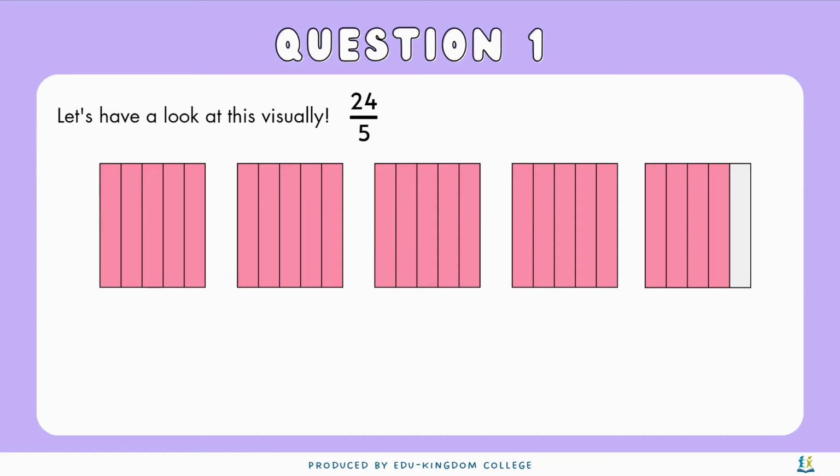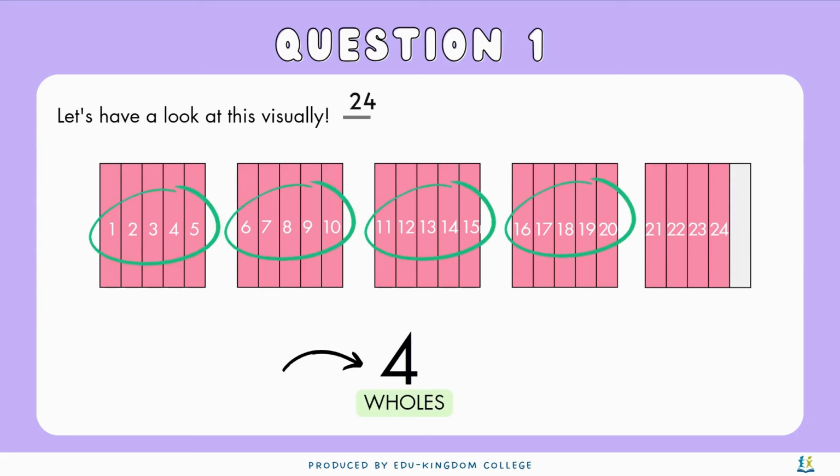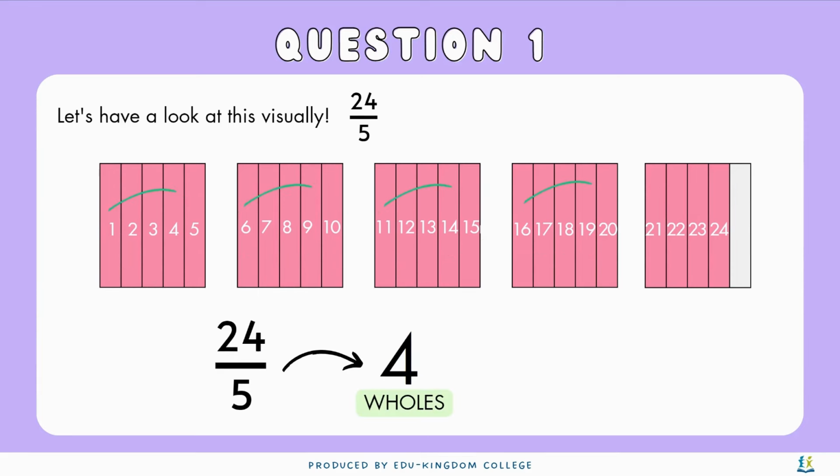4 over 5. The denominator tells us that we will be looking in fifths. So we can see here, they're all grouped in 5s. And the numerator tells us how many fifths there are. There are 4 wholes of fifths. There are 4 groups that are fully colored. And then there are 4 remaining left.